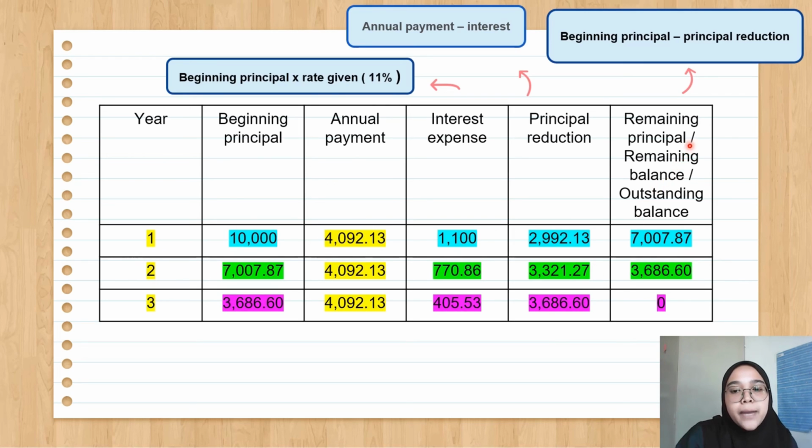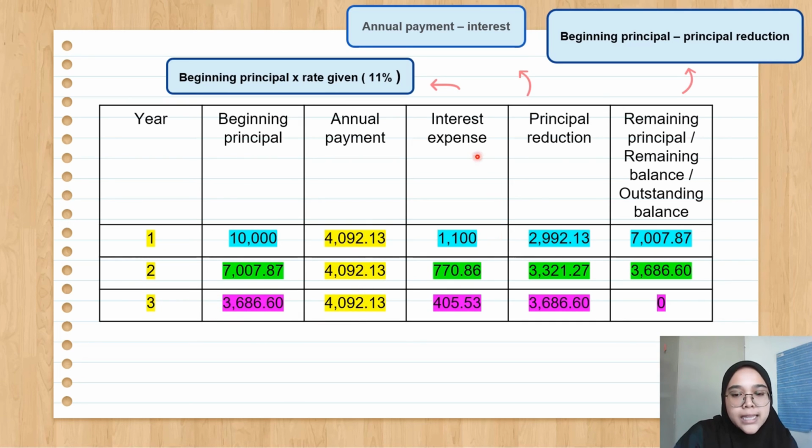And remaining principal for the second year: beginning principal for the second year, $7,007.87, minus principal reduction for the second year, $3,321.27, and we get remaining principal for the second year of $3,686.60. And for the third year, beginning principal for the third year, we just take the remaining principal from the second year and put it in as beginning principal for the third year. The annual payment is still the same.